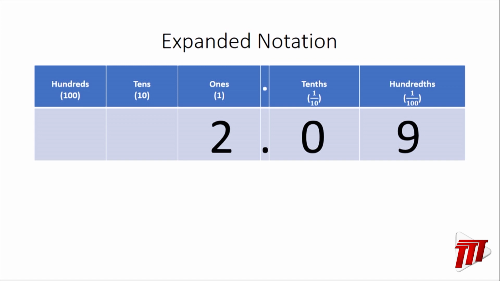What is the value of the 2? The value of the 2 is not ones, but 2 times 1, which is 2. The value of the 9, the digit 9, is not hundredths, but 9 times 1/100, which is 9/100ths.